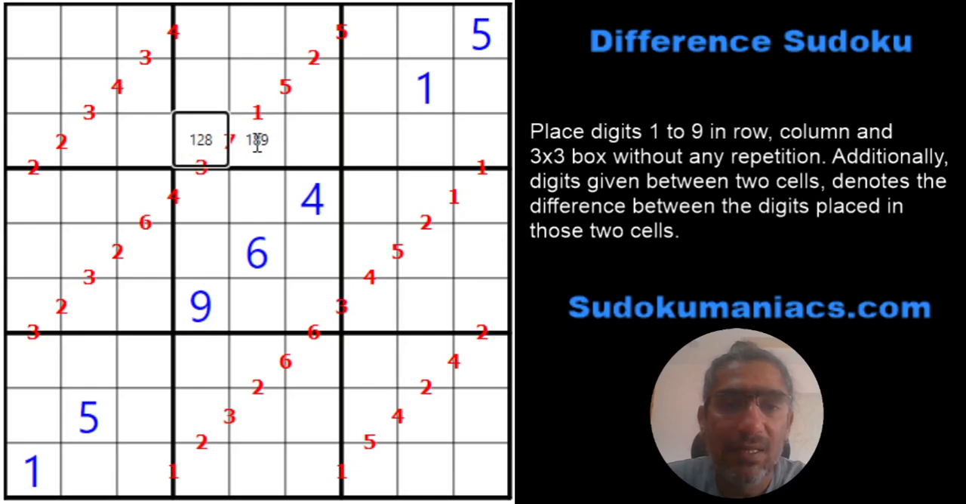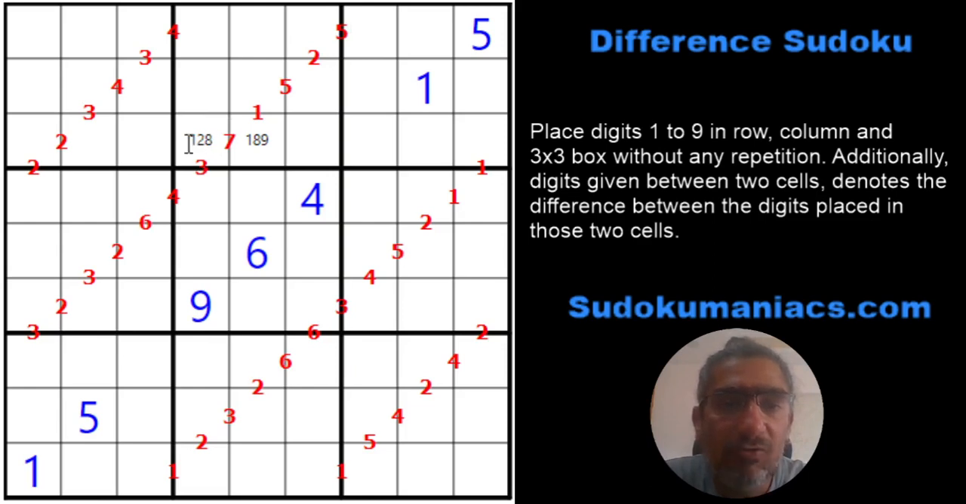Because if this is a 1, this would be an 8. If it's a 2, this would be a 9. If this is an 8, this would be a 1. I can't have a 9 here because we already have a 9 in column 4. But how does this help us? Now we see that the cells are interconnected with the differences.